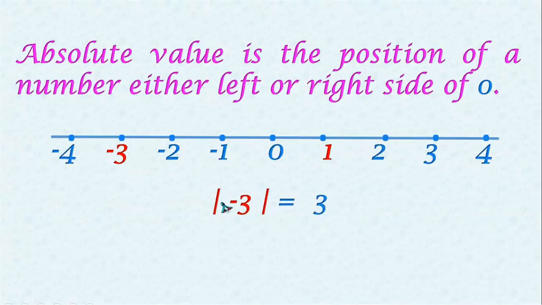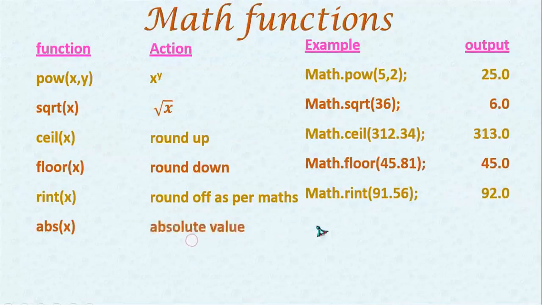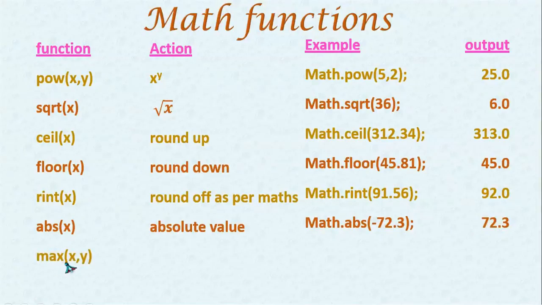In mathematics, we have two vertical lines like this to mention the absolute value. If we take 1, then the absolute value of 1 is 1 itself. This function will help us to convert a negative value into a positive value. For example, if we have minus 72.3, this will become 72.3.